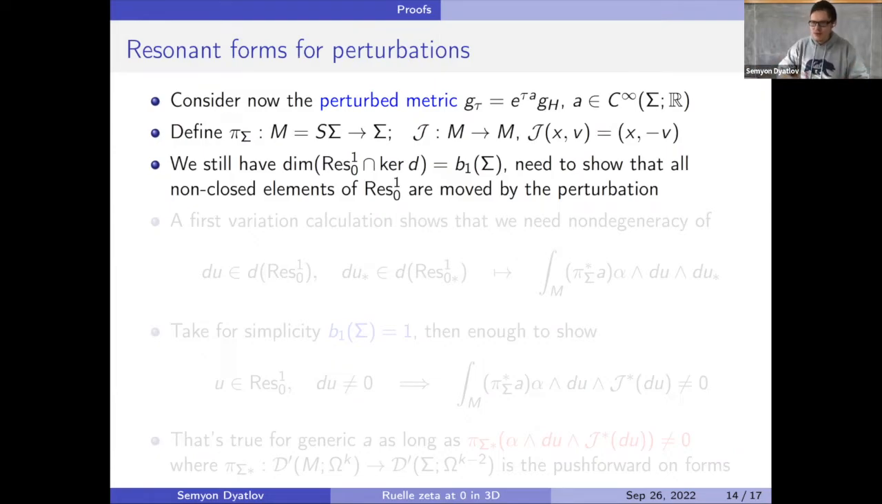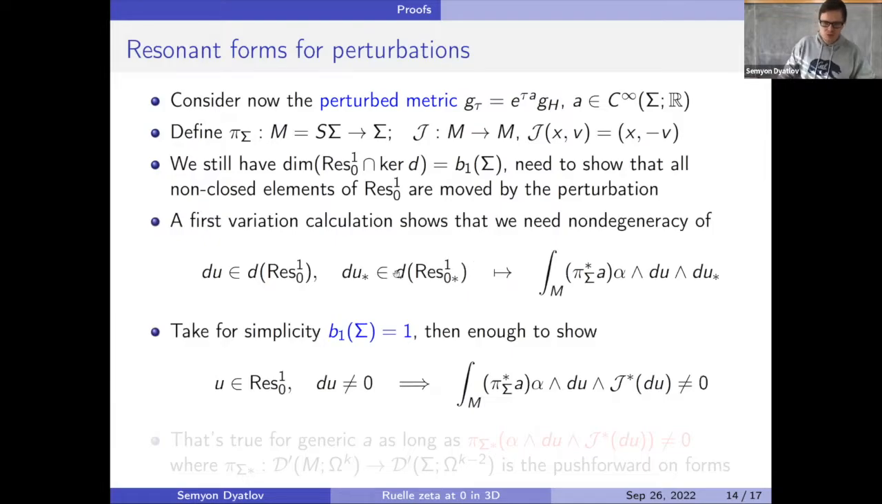So we just perturb our metric and see how these eigenvalues move, or rather what happens to the non-closed resonant one forms. We want them to move and become resonant states at non-zero values. Well, for that, you need to show that something is non-zero. And what do you need to show? Let's say for simplicity, my Betti number is 1. So I'm just talking about numbers rather than matrices.